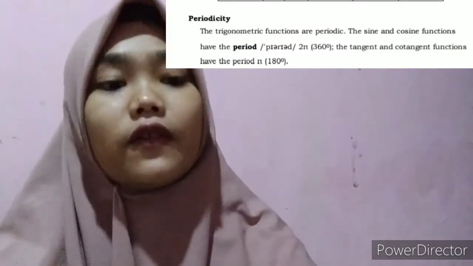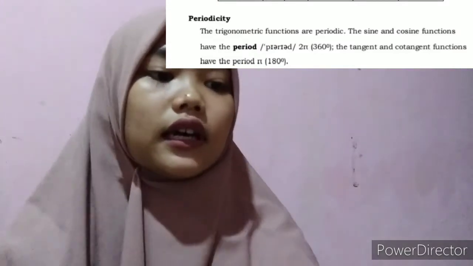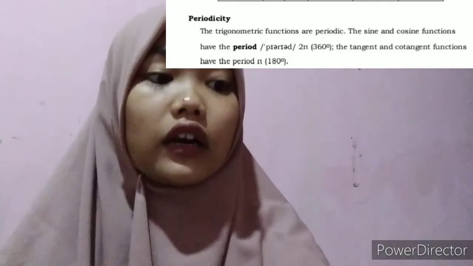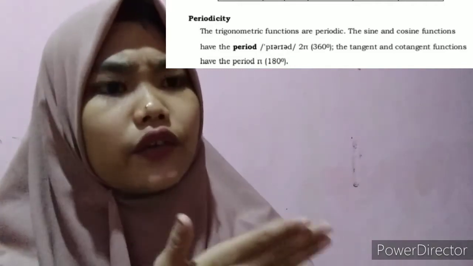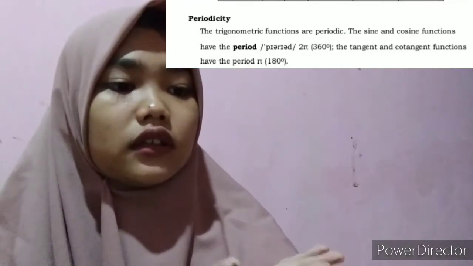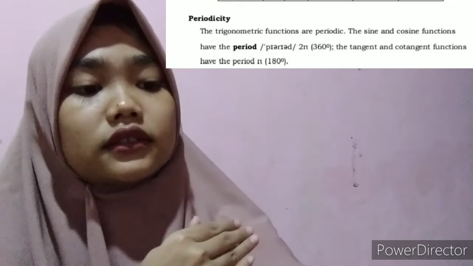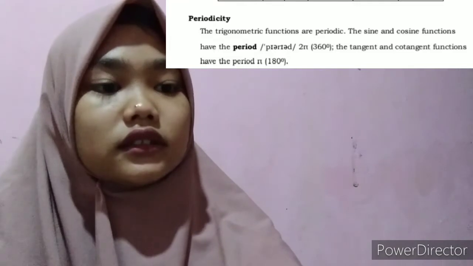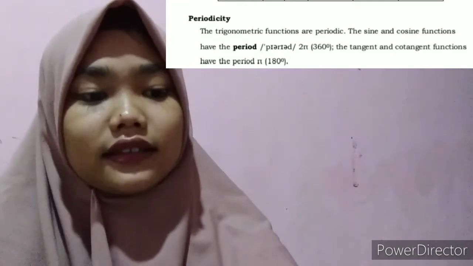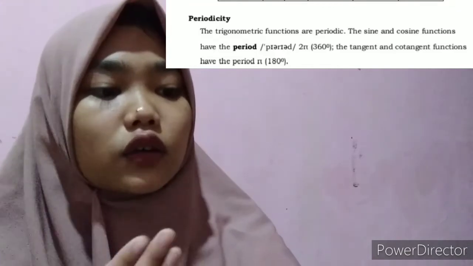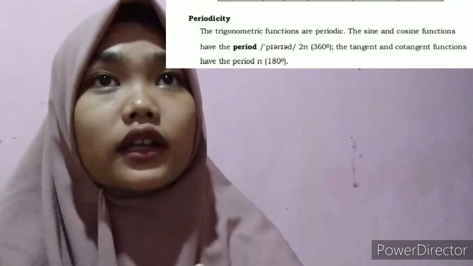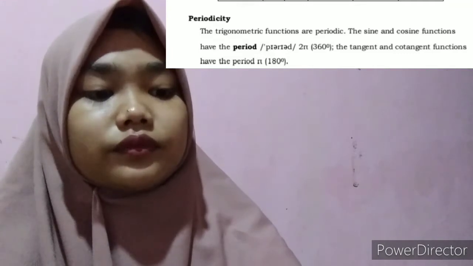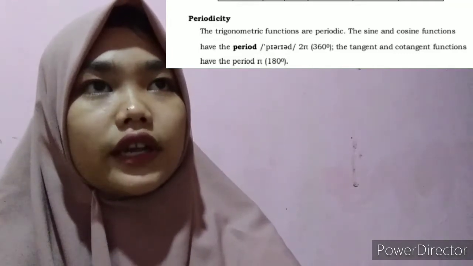The next topic, periodicity. The trigonometry functions are periodic. The sine and cosine functions have the period 2n times 360 degrees. The tangent and cotangent functions have the period n times 180 degrees.